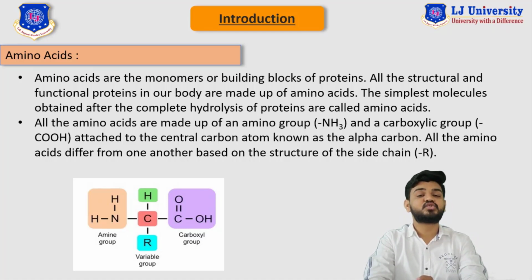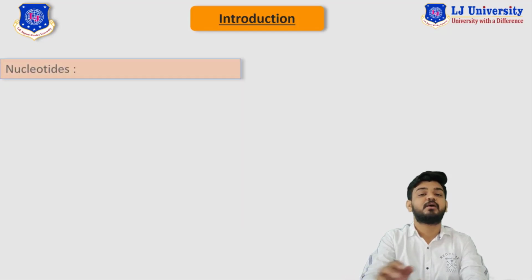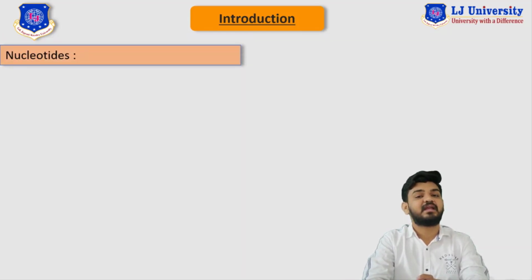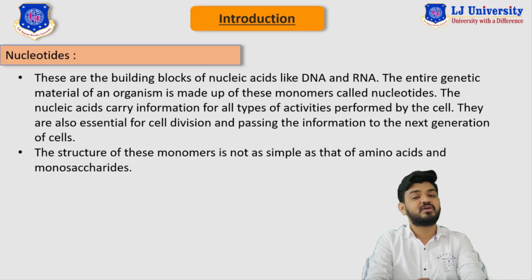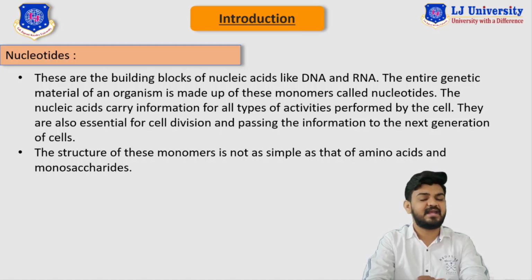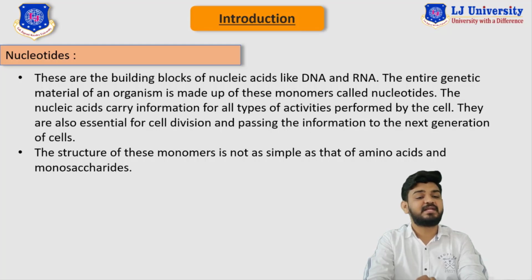Now let me introduce you to the third type of natural monomer, that is nucleotides. These nucleotides are basically the building blocks for nucleic acids such as DNA and RNA present in all human beings. The entire genetic material of an organism is made up of these monomers, DNA and RNA. Nucleotides carry information within them, and they can even transfer this information to the next generation.